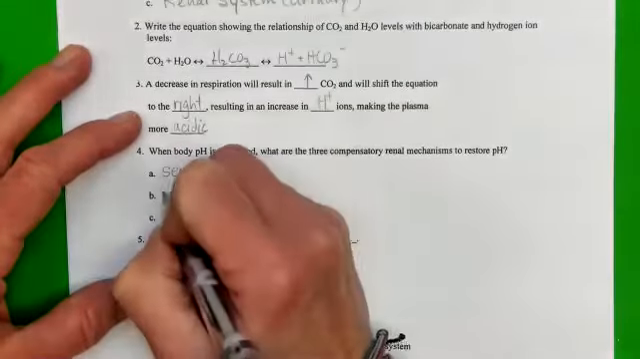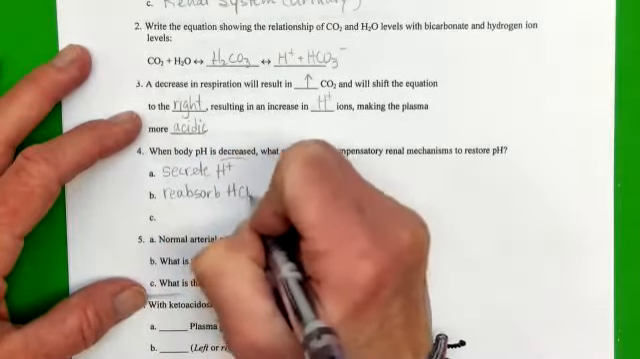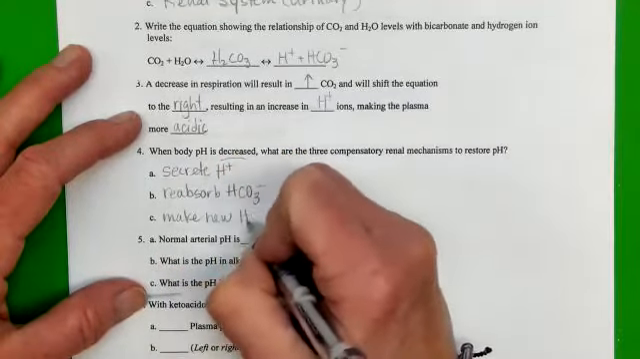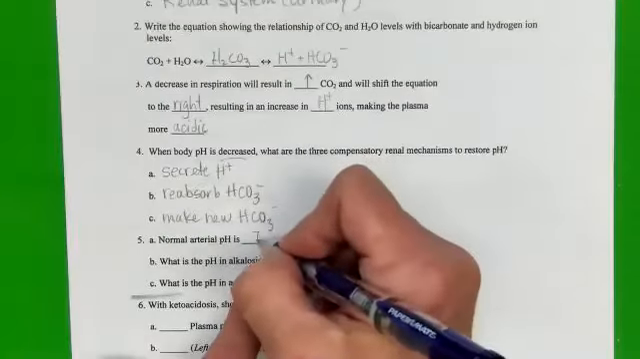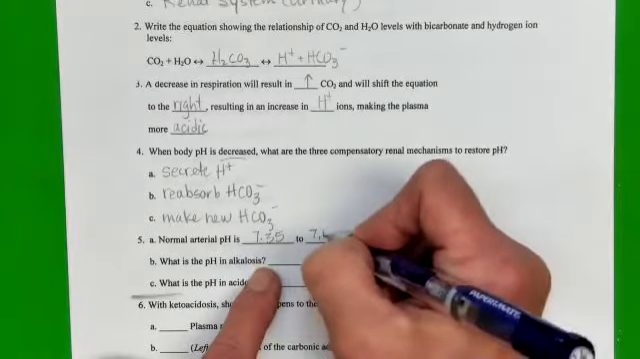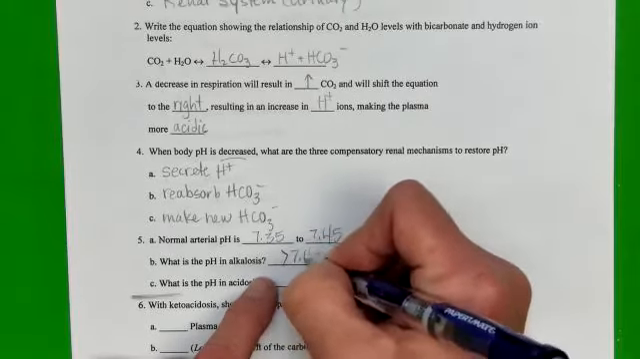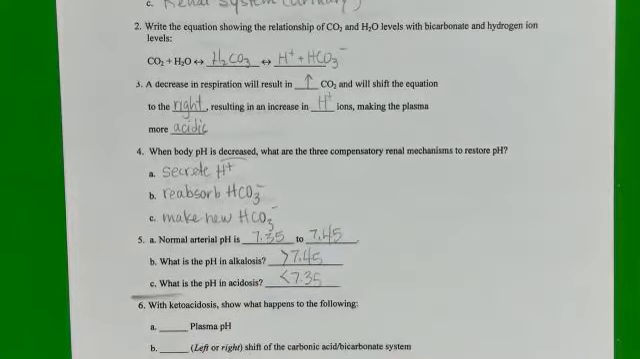Secrete hydrogen ions, reabsorb bicarb, and make new bicarb. Okay. Normal arterial pH is 7.35 to 7.45. pH in alkalosis is greater than 7.45, and the pH in acidosis is less than 7.35. Okay, so we're going to leave this page now, and we're going to go into what ABGs are all about.